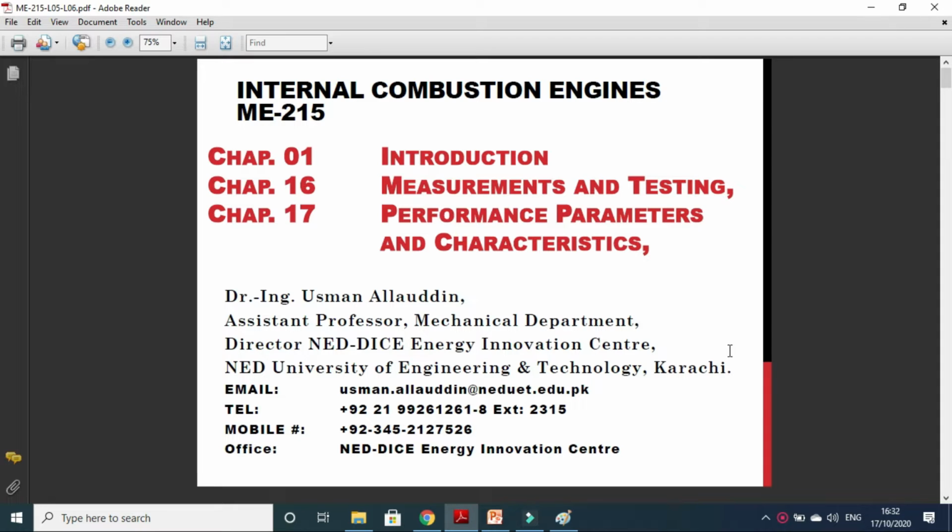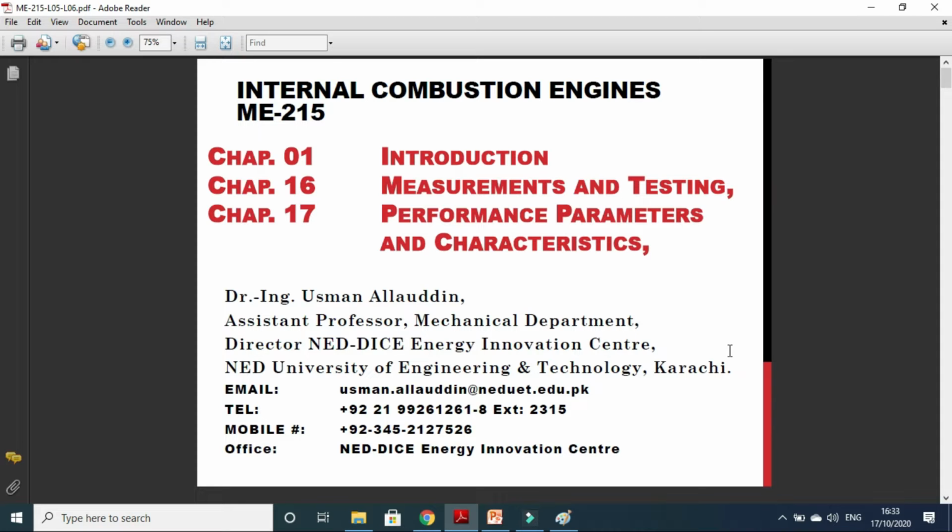As you remember, in the last lecture, we discussed a few parameters with which we can determine the performance of an internal combustion engine, like indicated thermal efficiency, brake thermal efficiency, specific fuel consumption, mechanical efficiency, relative efficiency, mean piston speed, and equivalence ratio. We discussed the theory of these parameters and also the formulas for these parameters.